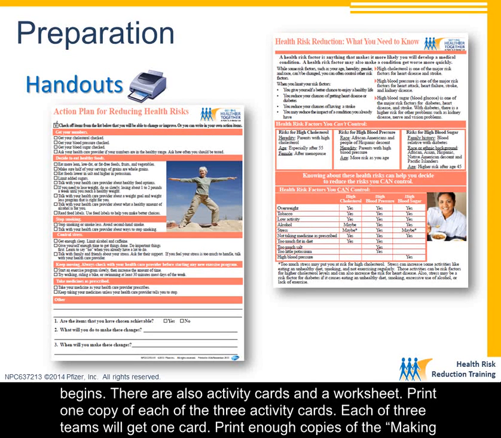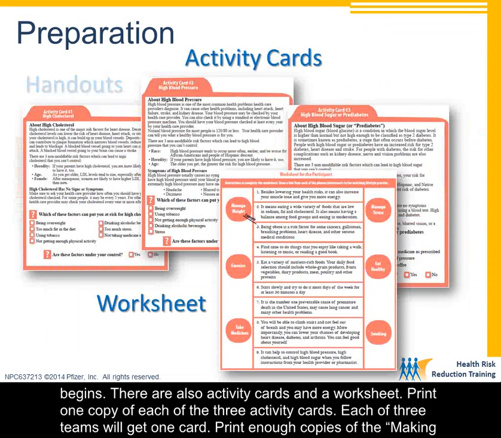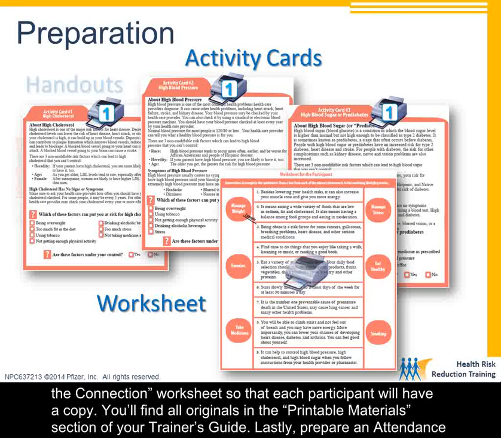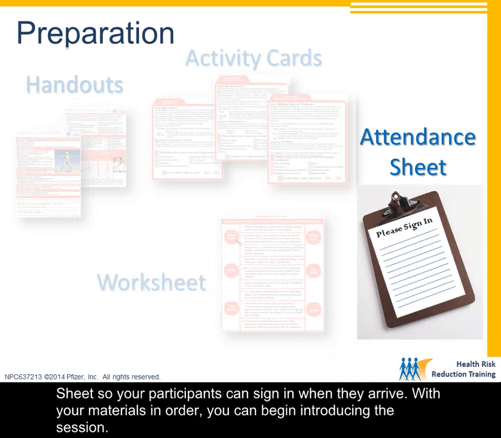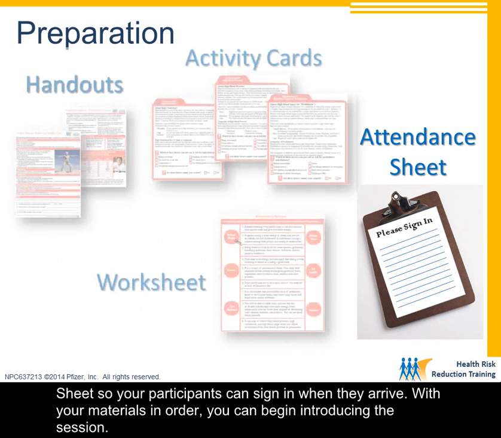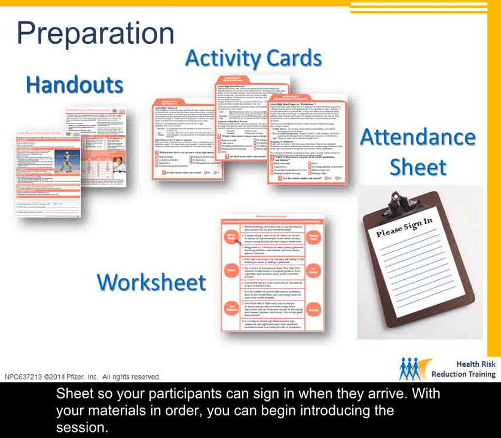There are also activity cards and a worksheet. Print 1 copy of each of the 3 activity cards. Each of 3 teams will get 1 card. Print enough copies of the Making the Connection worksheet so that each participant will have a copy. You'll find all originals in the printable materials section of your trainer's guide. Lastly, prepare an attendance sheet so your participants can sign in when they arrive. With your materials in order, you can begin introducing the session.